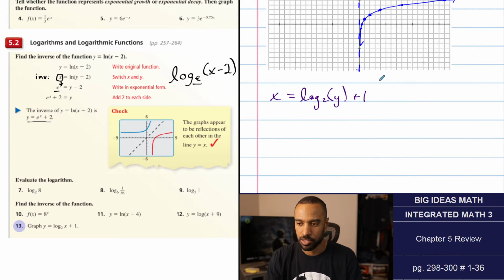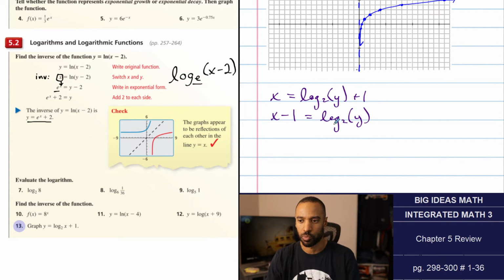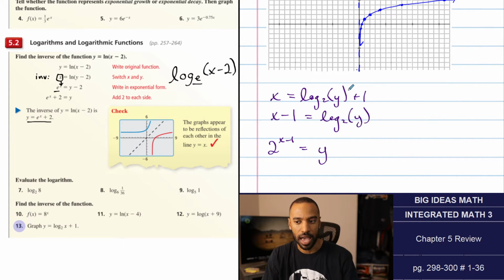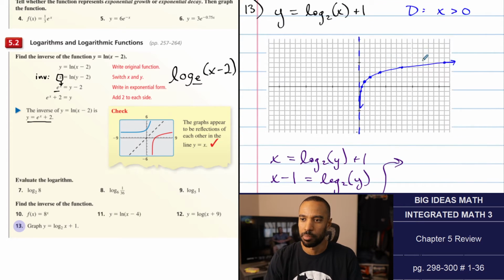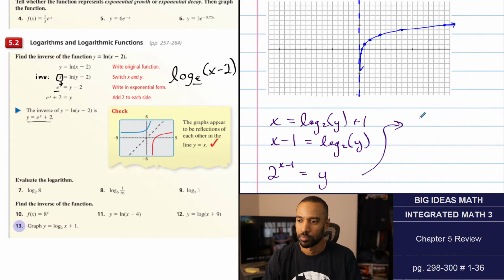Now, in this case, I need to get the log equation by itself first before I use that exponential form. So log base 2, or at least it's going to be easier if I do that, of y after subtracting 1 from both sides. 2 is the base, x minus 1 is the exponent, and this equals y like that. So that actually is the inverse. So our inverse equation can be, I'll say inverse, equals 2 to the x minus 1 power.